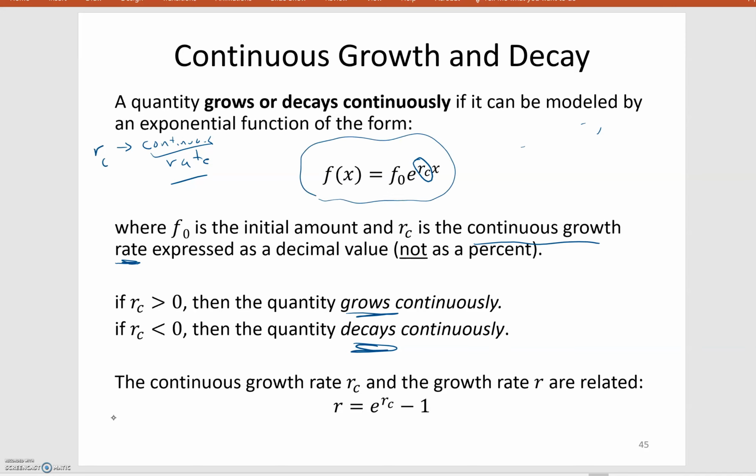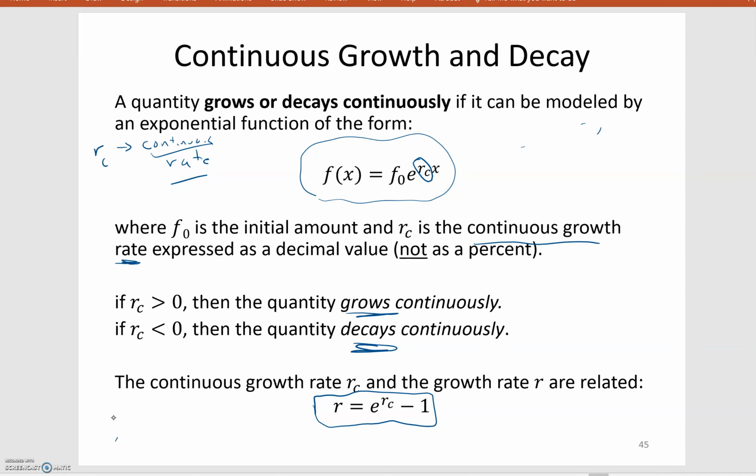Okay. Now, one interesting thing about this is that we can actually convert from this continuous form to the standard form, and really all we have to do to make that conversion is down here. So this is the connection between the continuous growth rate and the regular growth rate.